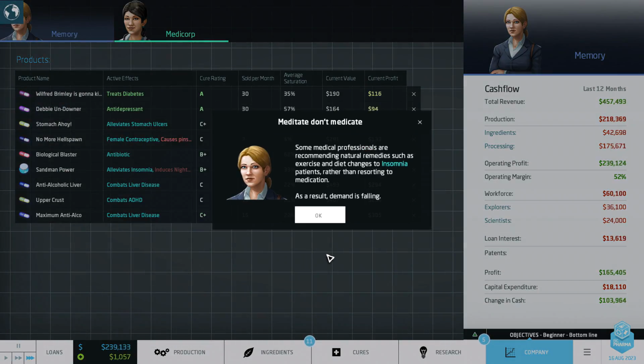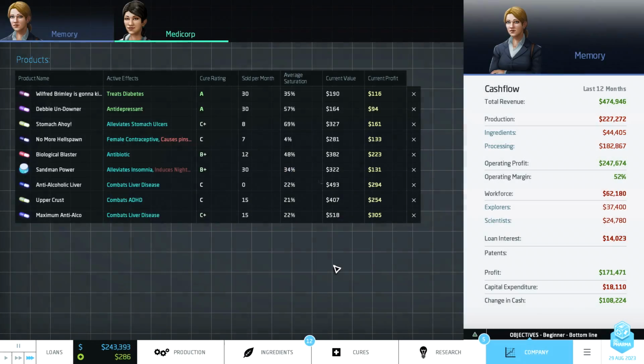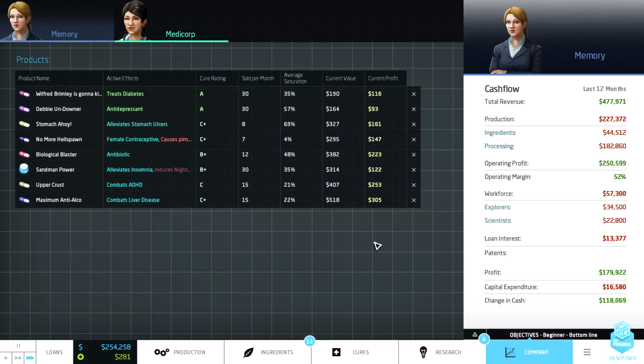Medical professionals are recommending natural remedies such as exercise and diet changes to insomnia patients rather than resorting to medication. As a result, demand is falling. All right, well, that's my Sandman power going to start to drop off a little bit, the demand for it. Oh yeah, now we're back up to 305 for this guy. Okay, that's good. So we can get this one off the list, since we're not selling it anymore. And yes, it did go up to C plus.